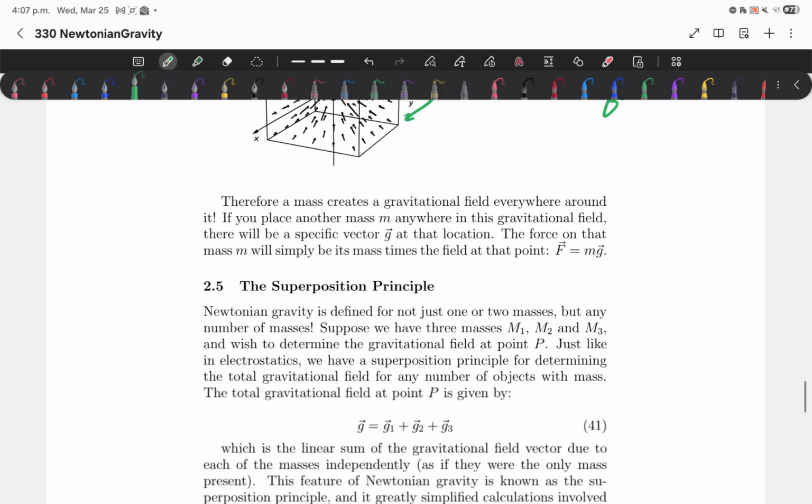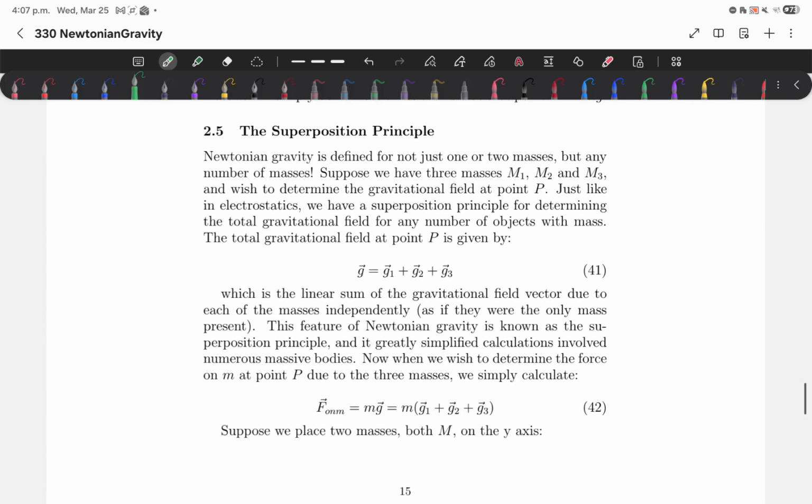All right. Next, the superposition principle. We know that from the electrostatics topic. We know that from magnetism. Turns out the gravitational field also follows the superposition principle. So if you have three masses, 1, 2, and 3, the total gravitational field at any point due to those three masses is the sum of the g vectors produced by each of those masses.